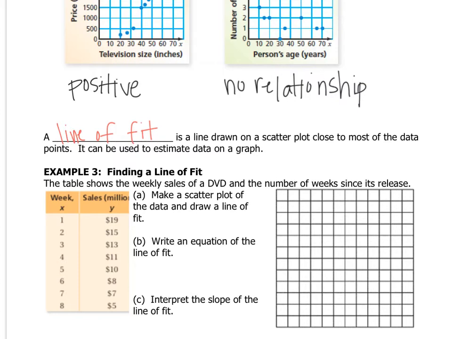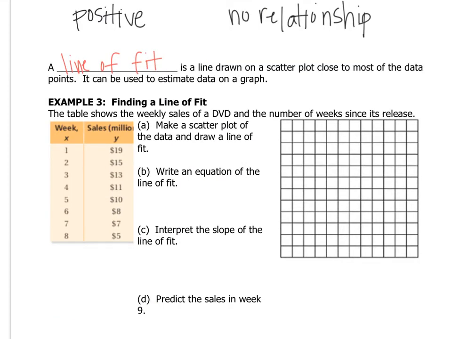So here's an example. We've got this chart with weeks and sales in millions, and it shows the weekly sales of a DVD and the number of weeks since its release. The first thing that we have to do is make a scatter plot, and then we're going to draw a line of fit. So let's make our scatter plot.